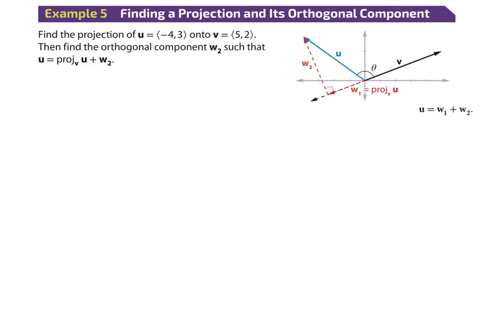We're going to use the same formula here. We're going to use the dot product over the magnitude squared, then multiply it through. So the dot product, we're going to do the dot product of U and V. Then we're going to do this right here. All right, we're going to multiply that through. So for the dot product, we're going to multiply our x's. So we're going to say -4 times 5, and we're going to add to it the product of our y's, 3 times 2. All right. So we get -20 and 6, we get -14.